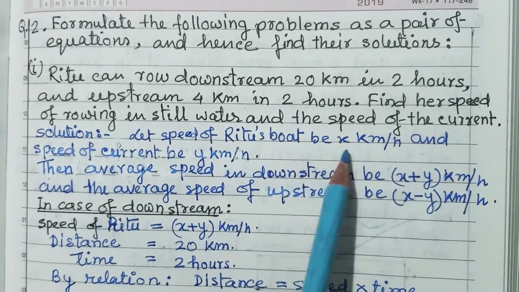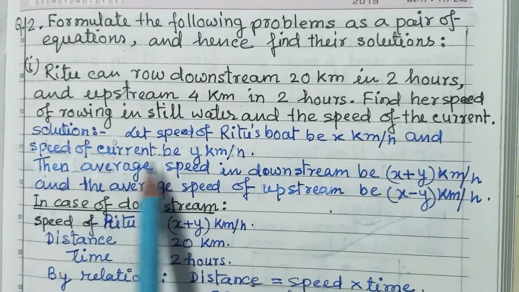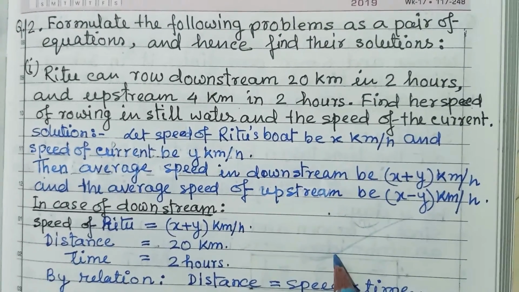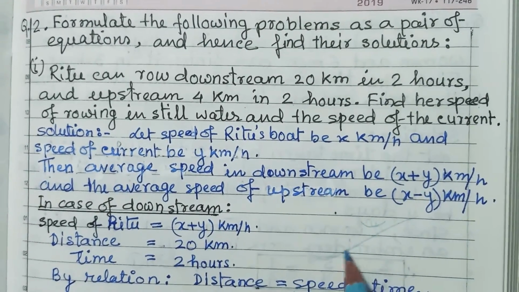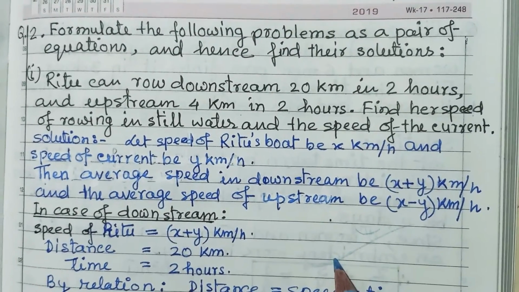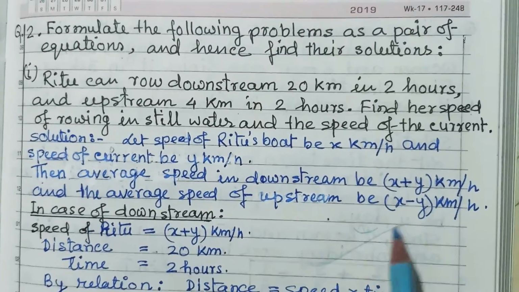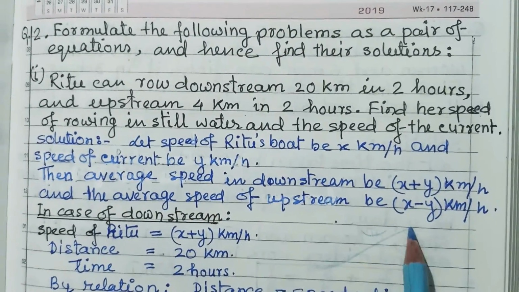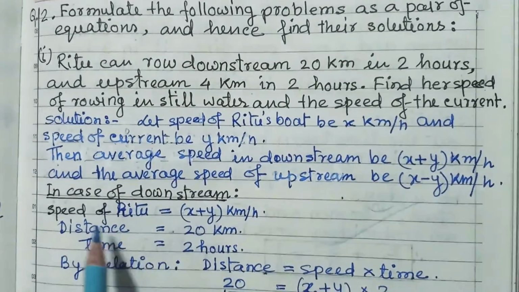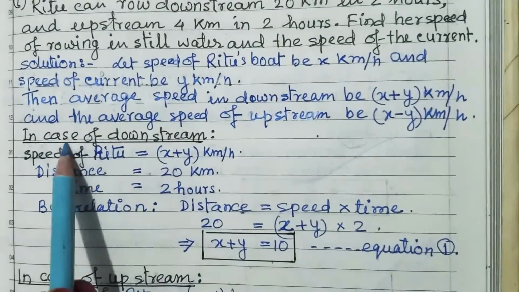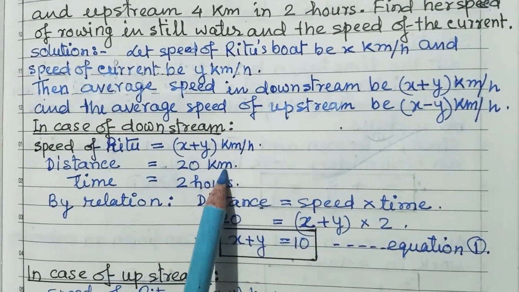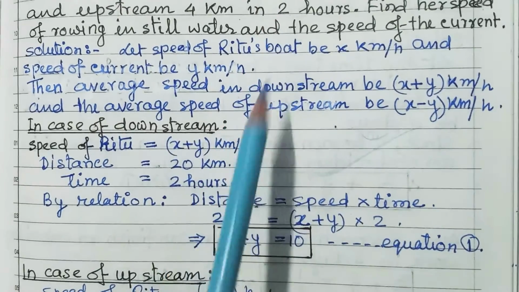So the boat speed is more than the current. Let the speed of the boat be x km per hour and the speed of the current be y km per hour. So when it is going downwards, the average speed means the speed of boat and speed of current will add. And in the upward direction, it is the speed of boat minus speed of current. Now, the average speed of Ritu in the case of downstream is x plus y kilometer per hour, distance 20 kilometer and time 2 hours has been given in the question.